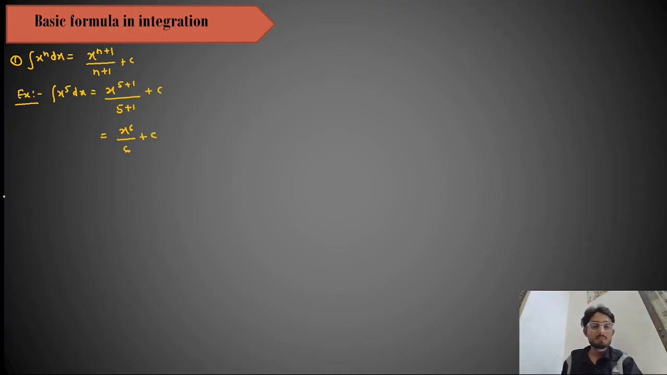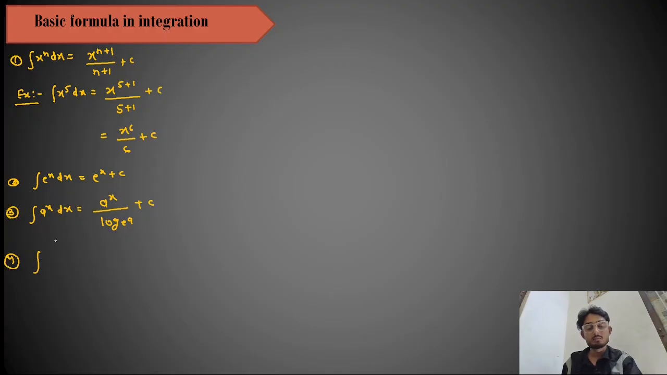Okay, now let's move on to the next formulas. Integral of e to the power x dx equals e to the power x plus c. Integral of a to the power x dx equals a to the power x upon log a plus c. Fourth one, integral of 1 upon x dx equals log x plus c.